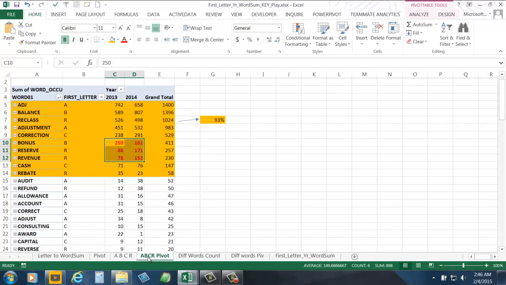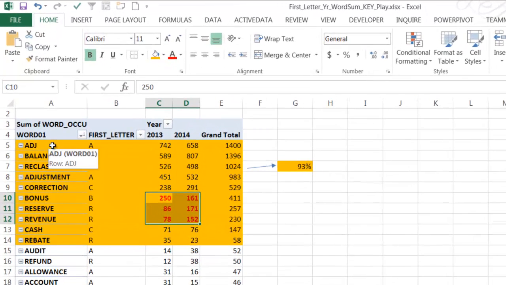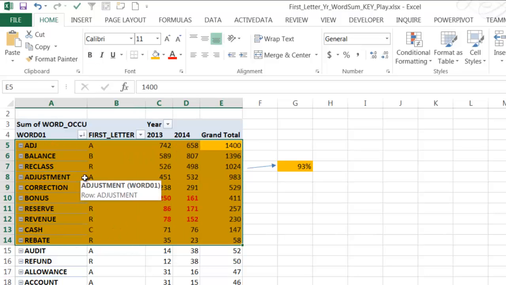So taking a look at that, I realized that about 93% of A, B, C, and R is being represented in just these numbers here. It makes up almost everything. And there are just a few words that are really driving the keyword usage at this company.